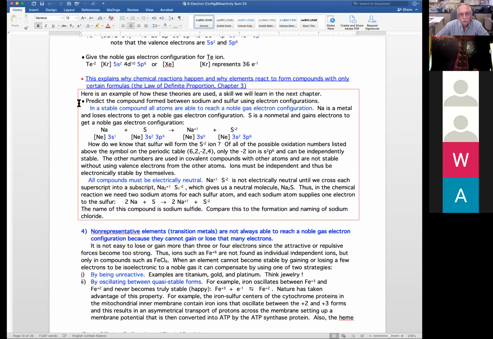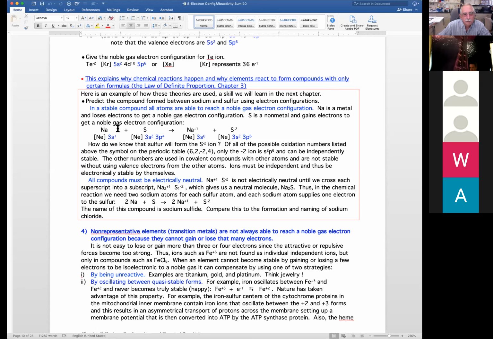And look at the way I worded this. Predict a compound formed between sodium and sulfur. Because that's what science is really about, predicting what's going to happen. Why do we study hurricanes? Not because we can say, oh yeah, that's a level 5 hurricane that's beating the crap out of us right now. Aren't we glad we know that? No, it's because we can predict the behavior so we can be prepared and understand things.